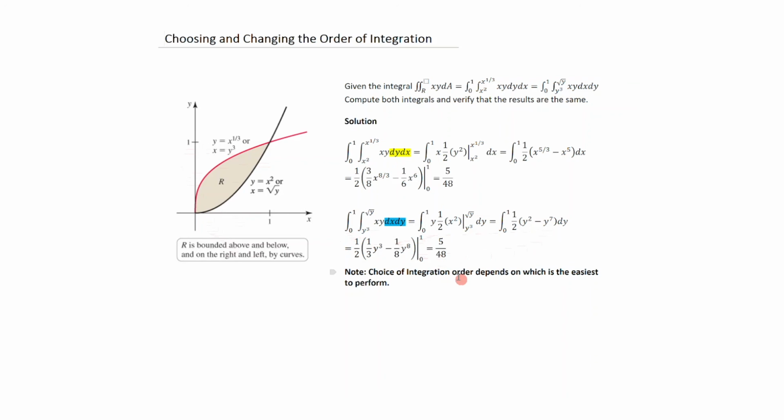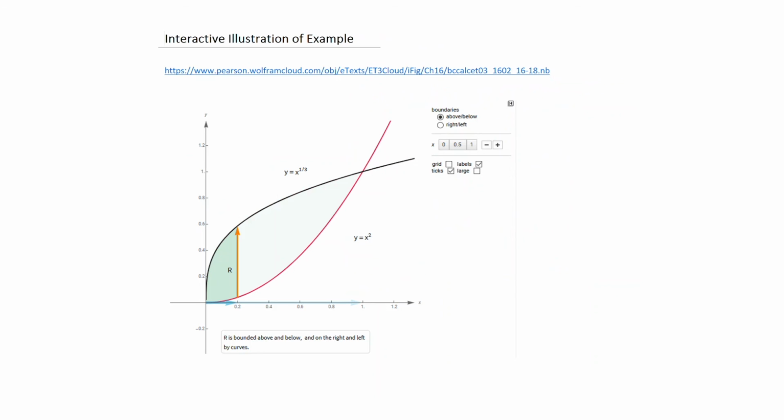So the choice of integration order depends on which is the easiest to perform. In this particular example, either one would have been a suitable choice, but it's not always the case. And this is just an interactive version of what I've just shown previously. You can look at it, and maybe it will give you some additional insights into the nature of the problem.